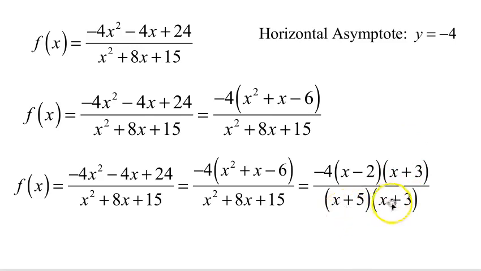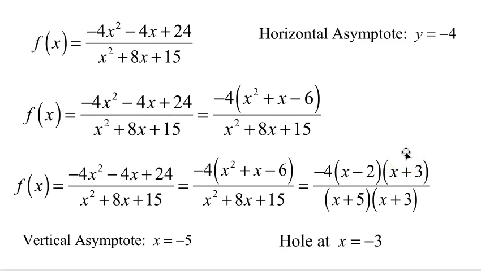Now, x equals -5 and x equals -3 are not in the domain. x equals -5 will be a vertical asymptote, because that sticks around. But the fact that the x equals -3 divides out tells us there will be a hole at x equals -3. Not enough for us, though. We also need to find out what the y value is for that hole.